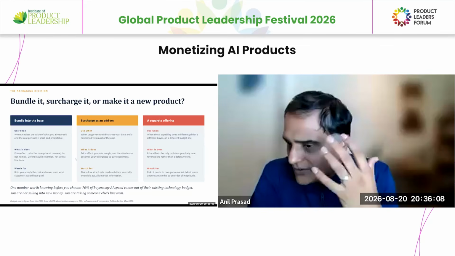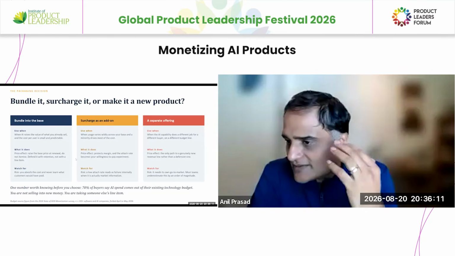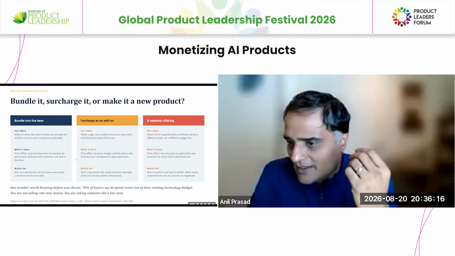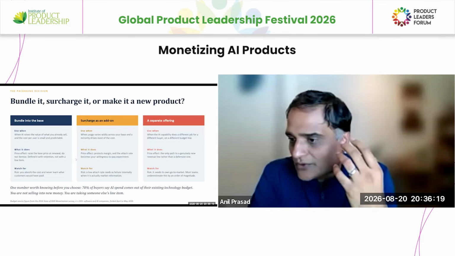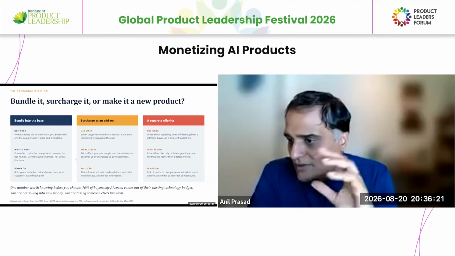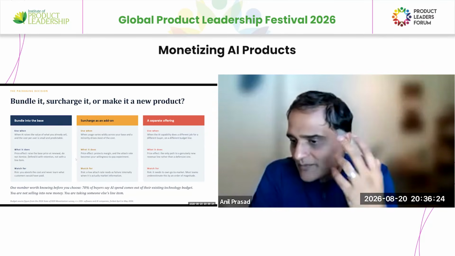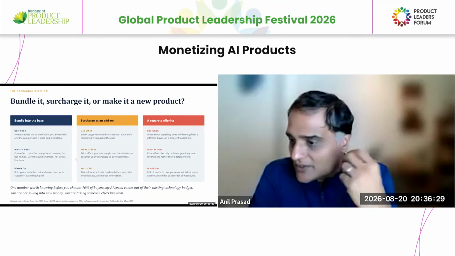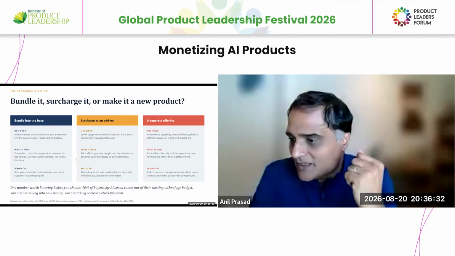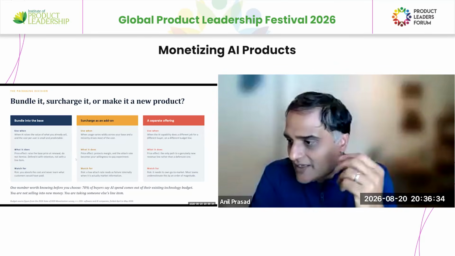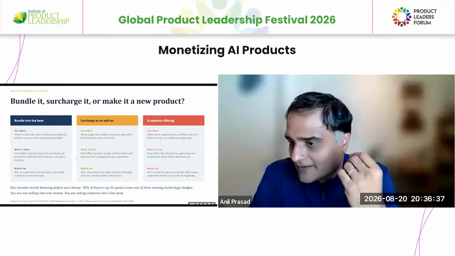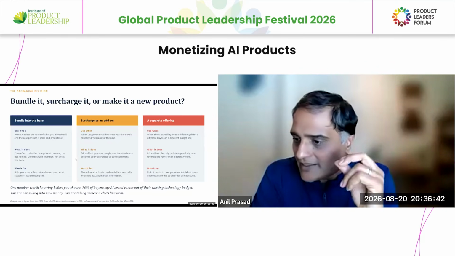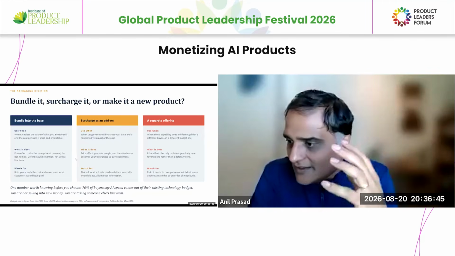Bundle into the base price means that when AI raises the value of what you already sell, and the cost per user is small and predictable, you do not itemize it in the base price. The risk, therefore, is that you absorb the cost and never learn what customers would have paid. The surcharge or add-on model is where usage varies widely and a minority drives most of the cost. That protects your margin, and the rate becomes a willingness-to-pay experiment. A separate offering is where the AI does a different job for a different buyer and a different budget line.